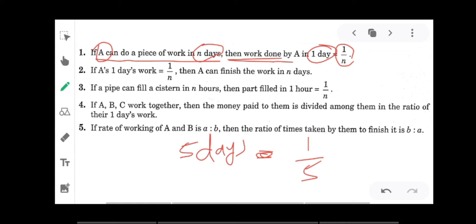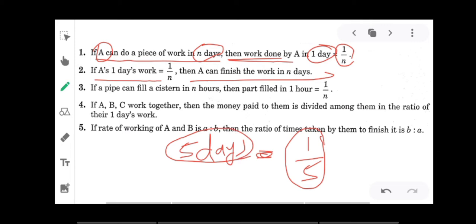Second formula: if A's one day work equals 1 upon n, for example A's one day work equals 1 upon 5, then A can finish the work in n days. That means A can finish the work in 5 days. Clear?